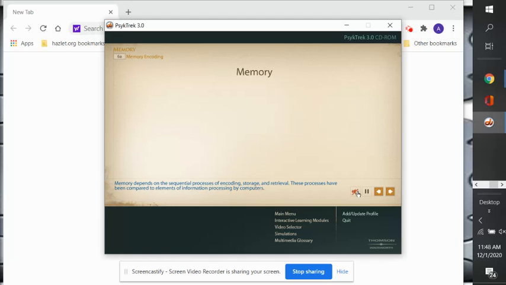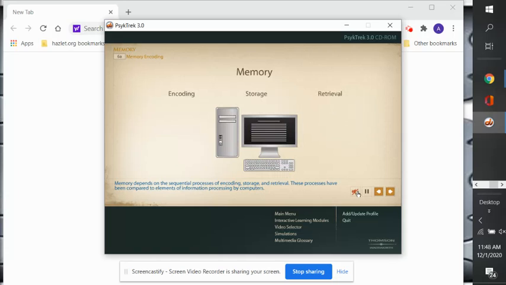So memory depends on the sequential processes of encoding, storage, and retrieval. These processes have been compared to the elements of an information processing system like a computer. Think about what a computer has to do. It has to get the information in, you have to be able to hold on to it, and then you have to be able to get it out when you need it. Encoding, getting it in, storage, holding on to it, and retrieval, getting it out again.